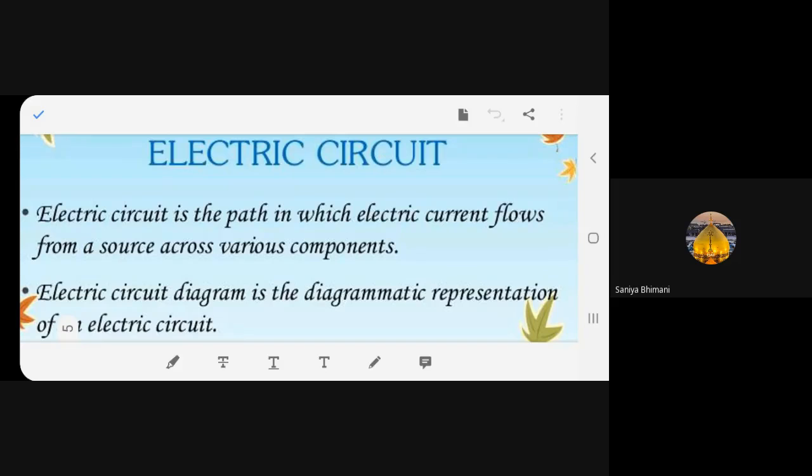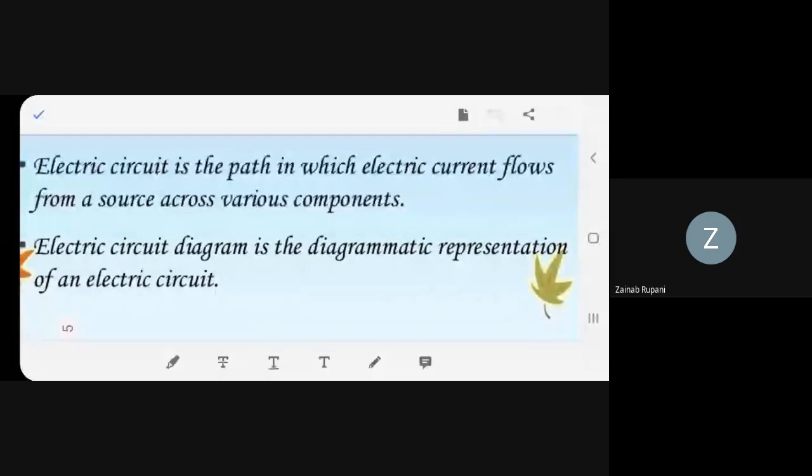Yes, who was the next one? Who wanted to read? Girls? Can I? Yeah. Name? Rupani Zainab. Okay, please go ahead. Electric circuit. Electric circuit is a path in which electric current flows from a source across various components. Electric circuit diagram is a diagrammatic representation of electric circuit.